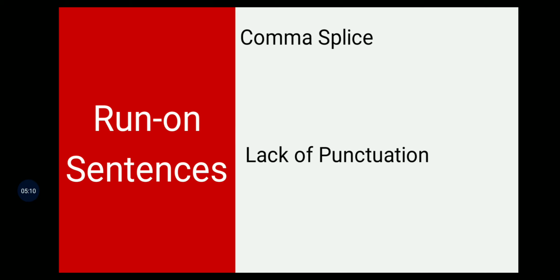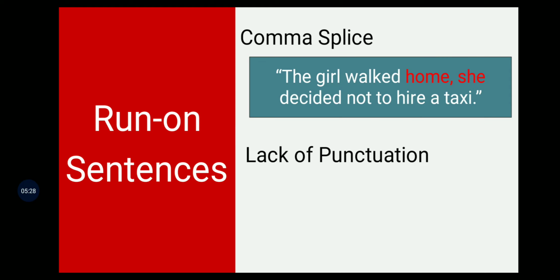Now, comma splice is something wherein, say, we have two complete sentences, and instead of separating them with the use of a full stop or a period, you end up using a comma, then it leads to a run-on sentence or an incorrect sentence. So, for example, this particular sentence here: the girl walked home, she decided not to hire a taxi.